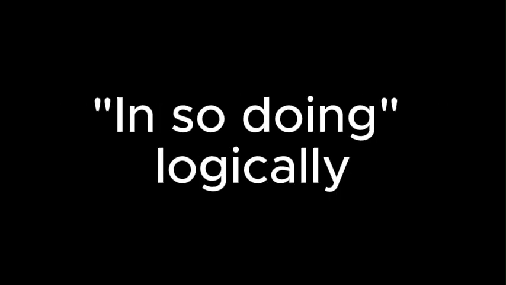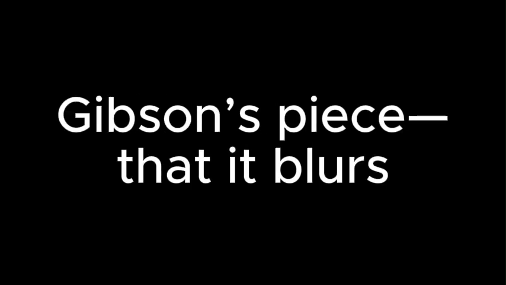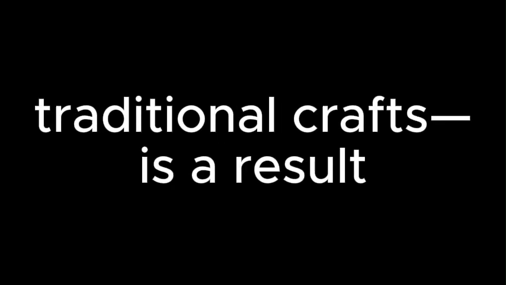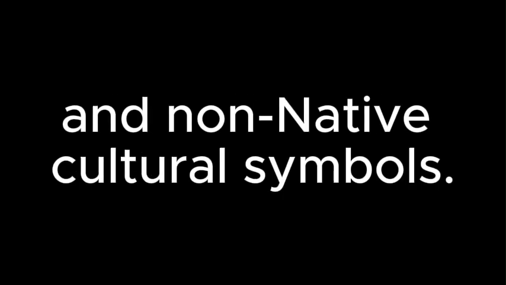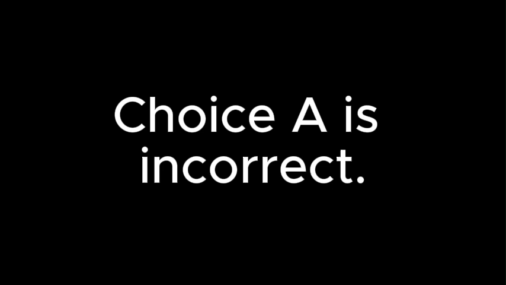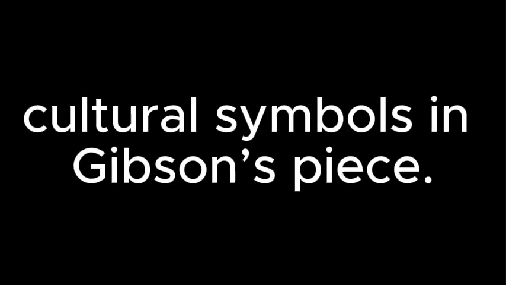Explanation: choice B is the best answer. In so doing logically signals that the information in this sentence about Gibson's piece, that it blurs the distinction between contemporary art and traditional crafts, is a result or consequence of the piece's blending of particular native and non-native cultural symbols. Choice A is incorrect. Conversely, illogically signals that the information in this sentence contrasts with the previous information about the blending of particular cultural symbols in Gibson's piece. Instead, it presents a result or consequence of that information.